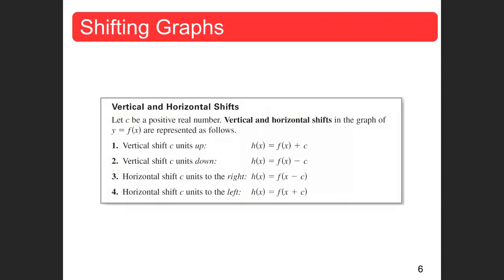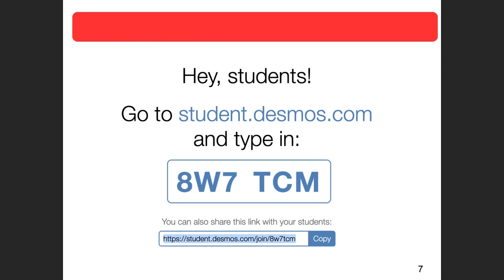So here are some of the vertical and horizontal shifts. If you add or subtract a number, it's going to shift the function up or down. If it's inside the parentheses, it's going to shift it to the left or right. That's all the shifting does to a graph.